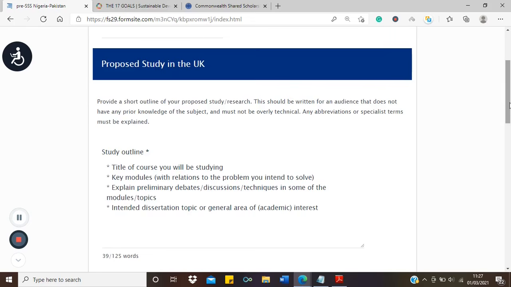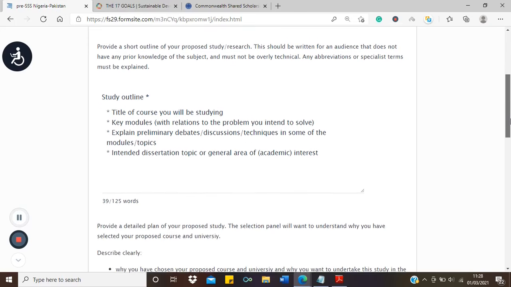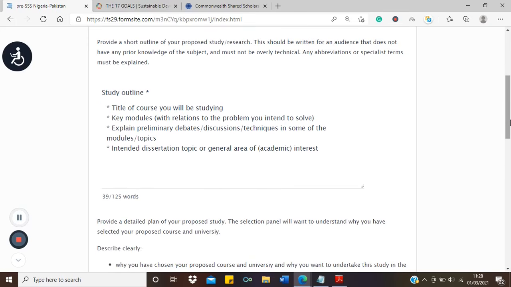So for essay number 5, you are meant to provide a short outline of your proposed study or research. And this should be written in plain language, even for those who are not in your field. So write it in a way that those not in your field still understand, still follow the argument. So a short outline of your proposed study or research interest. And in case you're using any abbreviation or special terms, make sure they're explained.